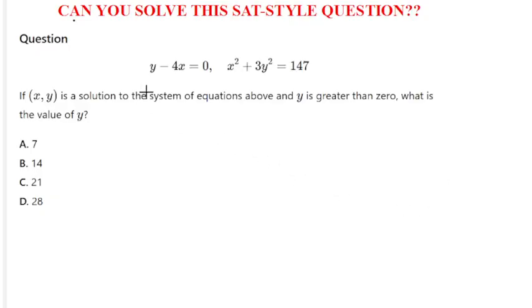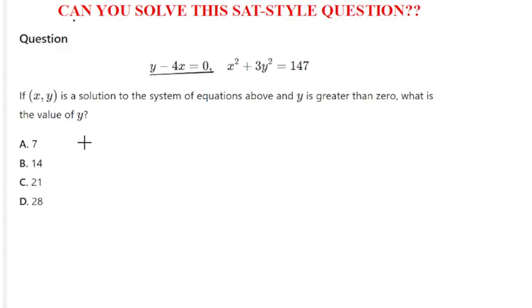It says y minus 4x is equal to 0 and x squared plus 3y squared is equal to 147. In this kind of system of equations, this appears to be complex somehow. So the best thing to do here is to use the substitution method to solve this kind of question. Now let's start with this one here.